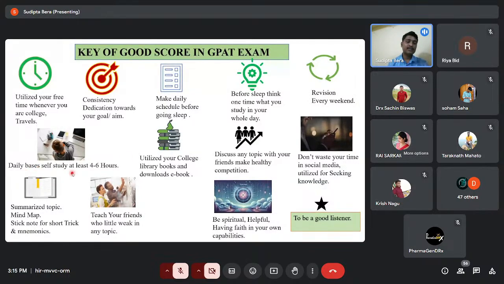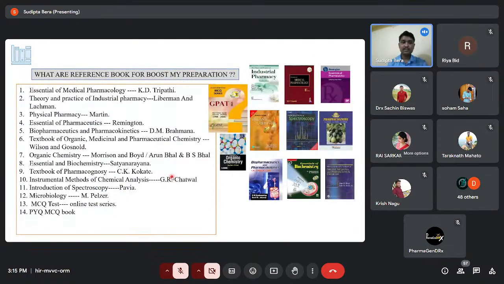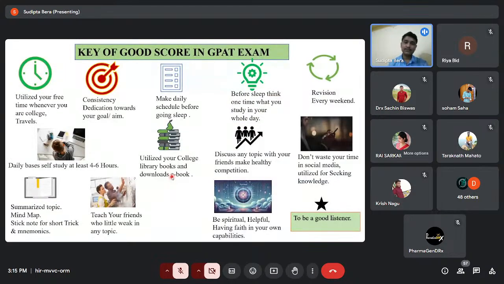On a daily basis, you should study at least 4 to 6 hours, because college and other work also take time, so within that you should study at least 4 to 6 hours. Utilize your college library books and download ebooks of every subject. You should download one book for each subject from Google or any other internet source and save it on your phone or laptop. Also utilize your college library books, because different authors' books are available there.